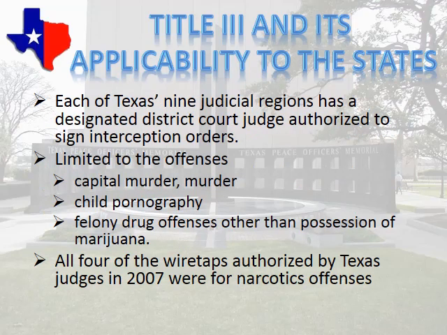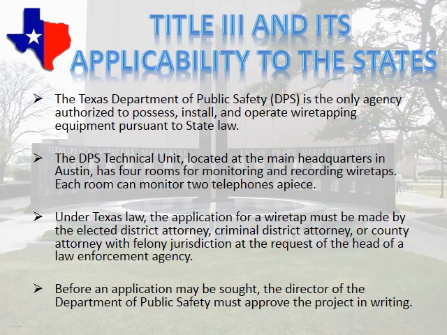Each of Texas' 9 judicial regions has a district court that is authorized to sign intercept orders, and they are limited to very specific cases. It's either got to be murder or capital murder, child pornography, or a felony drug offense other than possession of marijuana. And again, the only ones in Texas in 2007 did involve narcotics cases. Texas Department of Public Safety is the only agency in Texas authorized to possess, install, or operate the wiretap equipment pursuant to state law. Of course, at the federal level, they have other agencies that do it.